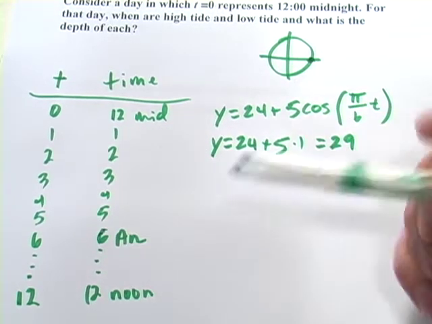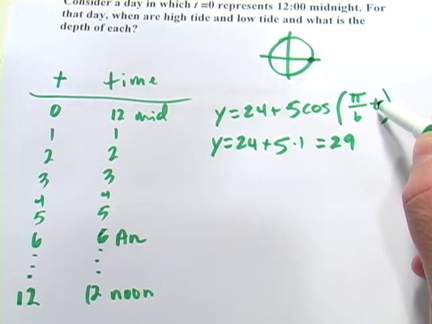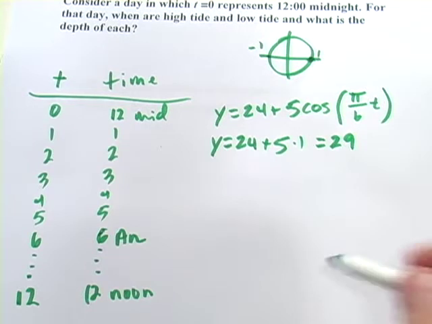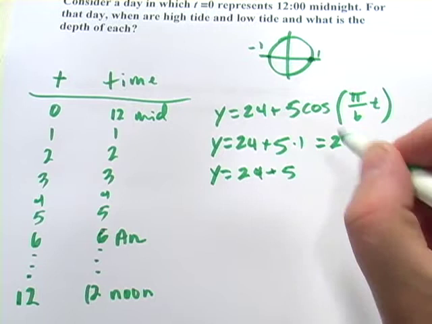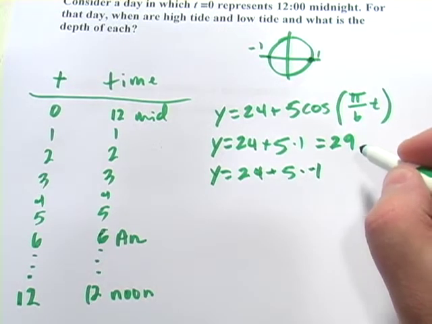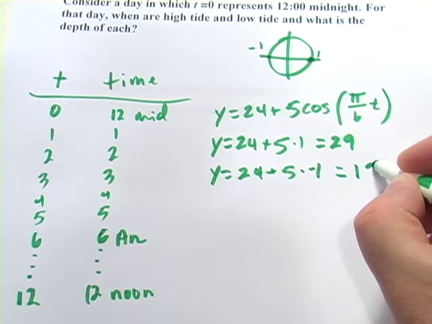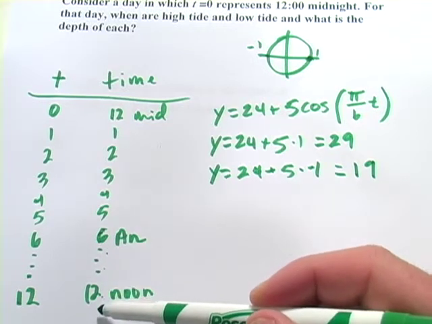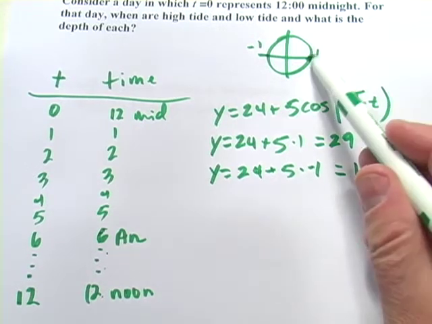Remember, we want multiples of 6 here to make the math easy. So if I put in a 6 for t, it's going to cancel with this 6 under here, and I just get pi. Pi is over here, and this is where cosine is negative 1. So in this case, y equals 24 plus 5 times negative 1. So that is 19. And then if we continue on to 12 noon, that would make this 2 pi, so we're back to 1.